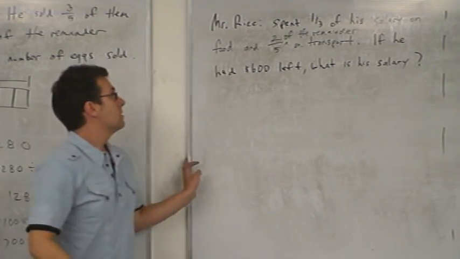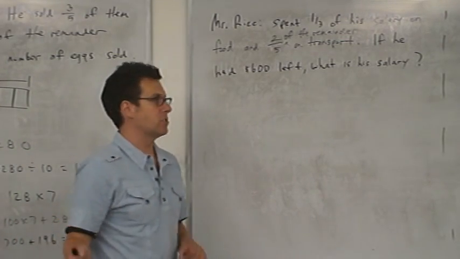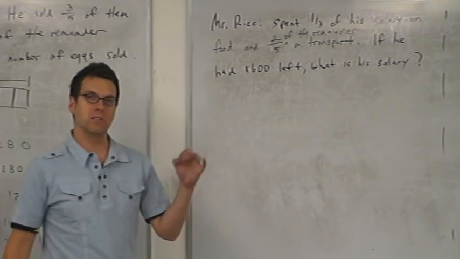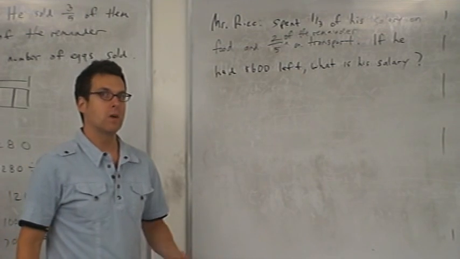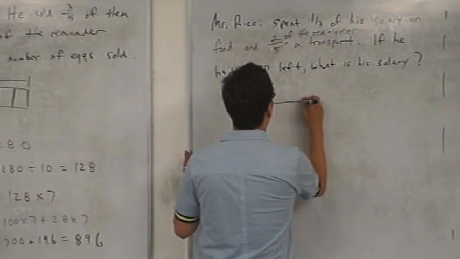My apologies. So he spent 1/3 of his salary on food and 2/5 of the remainder on transport. If he had $600 left over, what is his salary? So again, we start the problem simply by drawing a bar.